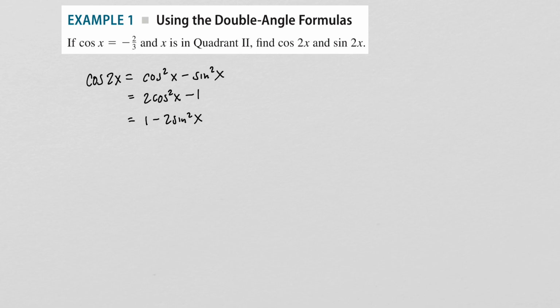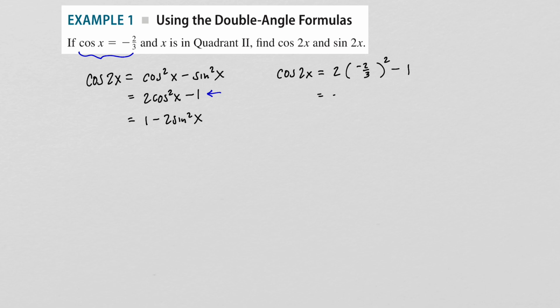Now you can use any of these three formulas, but take into account that we only know about the cosine of x, right? We don't know about sine of x. So it would be wise to use the second formula. So if we do that, the cosine of 2x is going to be 2 times cosine squared of x minus 1. So I just need to plug in what is the cosine of x here, and that is negative 2/3.